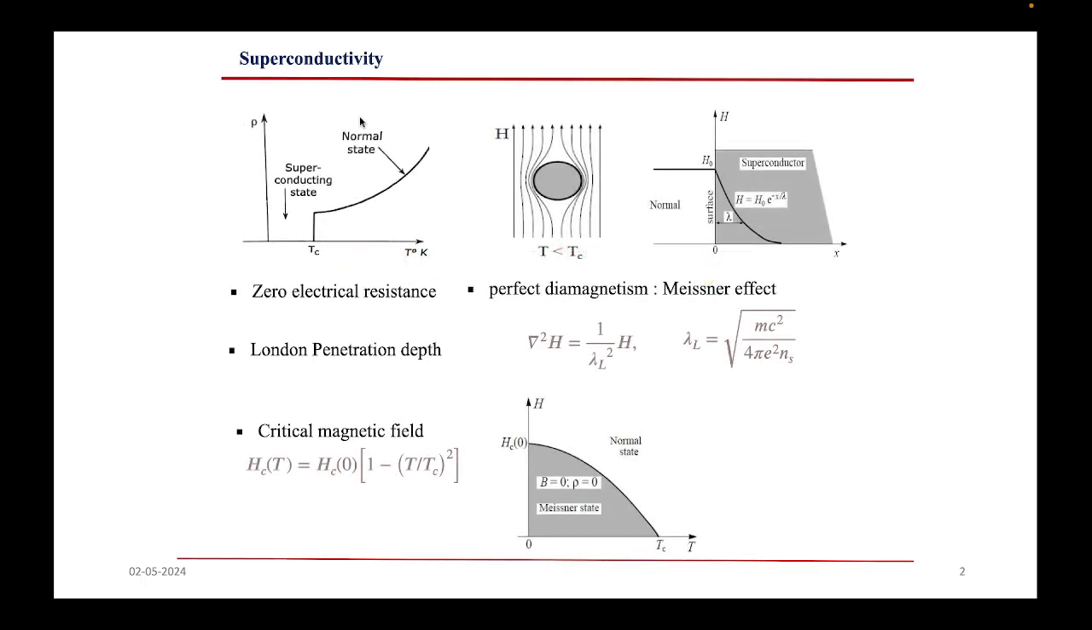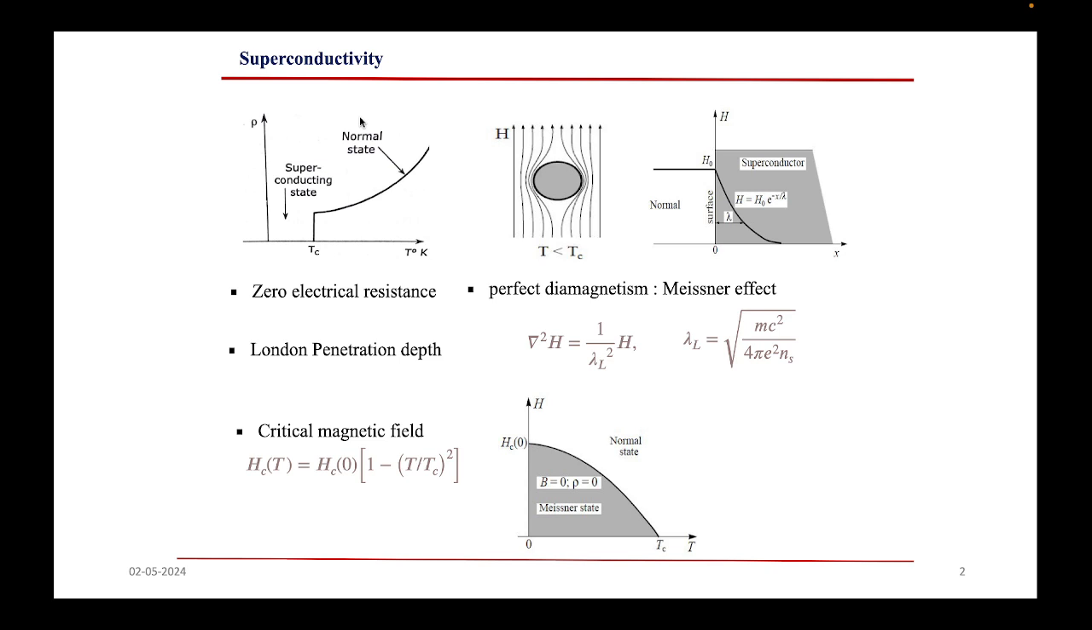Superconductivity is the state of matter with zero resistance and perfect diamagnetism. So what does it mean? I can show this in this graph. Certain metals and alloys show this phenomenon. If you decrease the temperature, the resistivity starts decreasing, but at a certain temperature there is a sharp drop in the resistivity, and below this temperature the resistivity becomes zero.